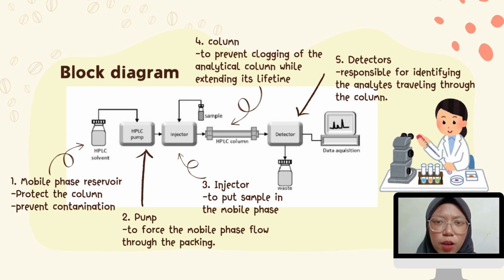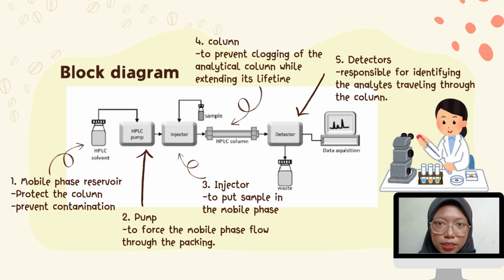The column is the heart of the HPLC system, where the separation of analytes occurs. In HPLC, the analytical column is the main component where the separation of analytes occurs based on their interaction with the stationary phase. The guard column, placed before the analytical column, helps to trap impurities and particulate matter to protect the analytical column from clogging while extending its lifetime. The guard column also minimizes band broadening and prevents deactivation caused by adsorption.